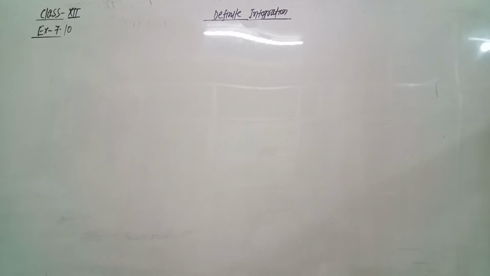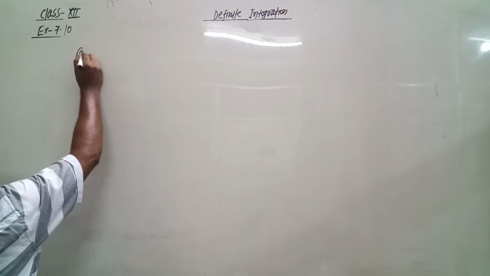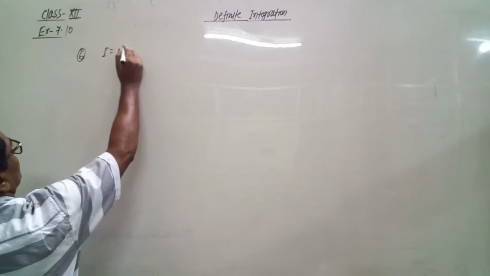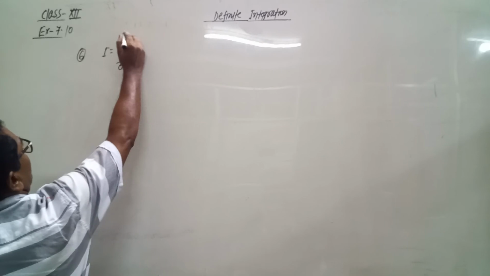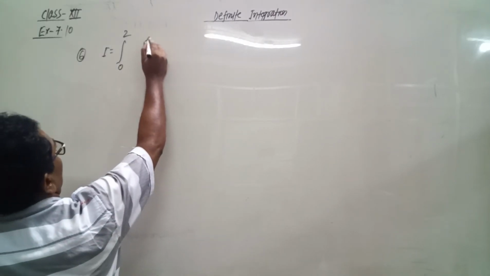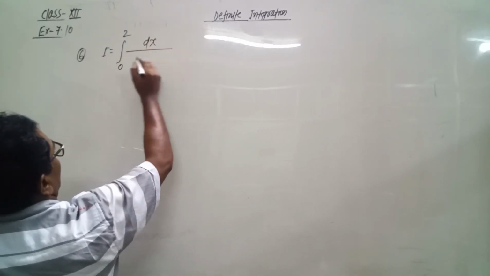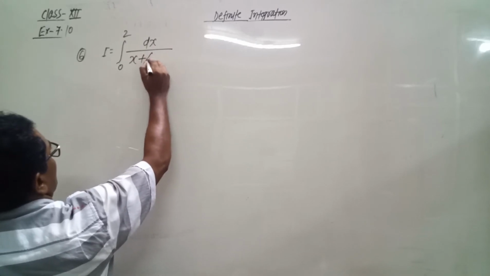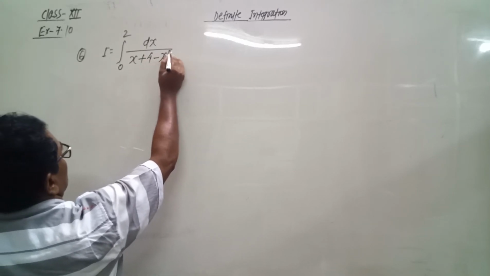Next question number 6, integration 0 to 2, dx upon x plus 4 minus x square.